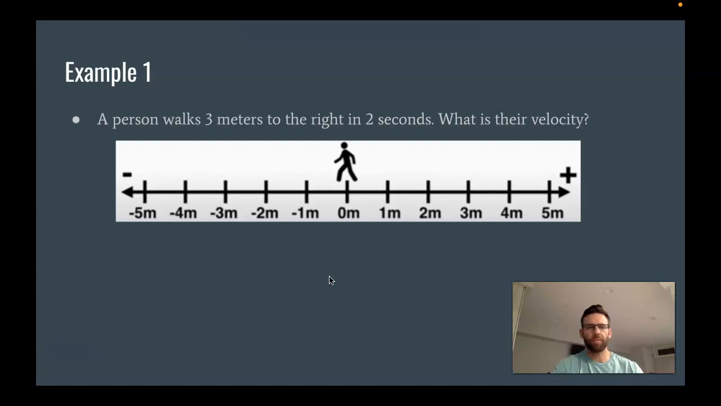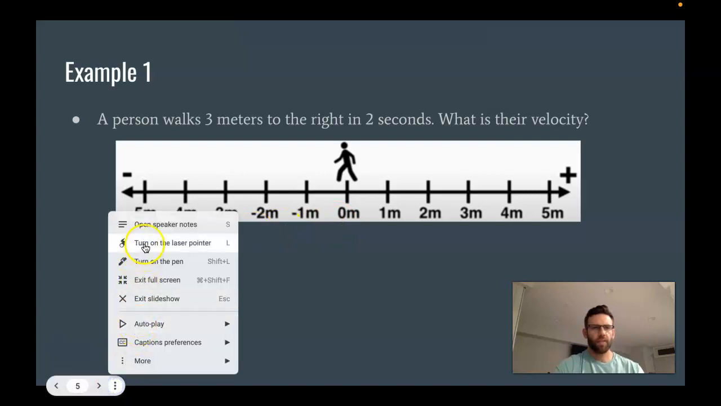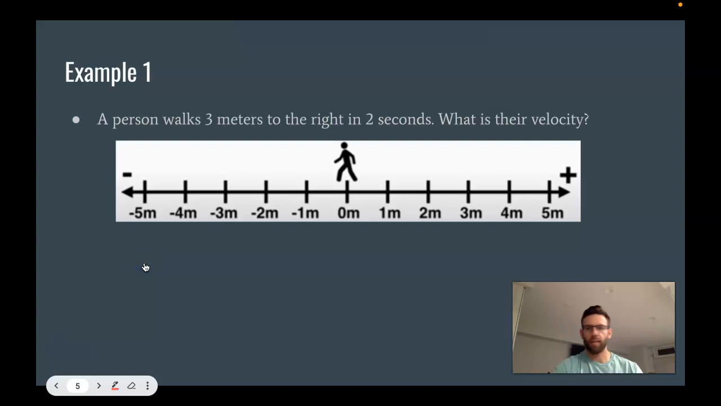All right, so a couple of examples. A person walks 3 meters to the right in 2 seconds. What is their velocity? I'm just going to write down a few things here. When we solve problems in my class, there's a certain method I want you to follow. We're going to read it again and underline some of our numbers. So 3 meters to the right, that's important, in 2 seconds.